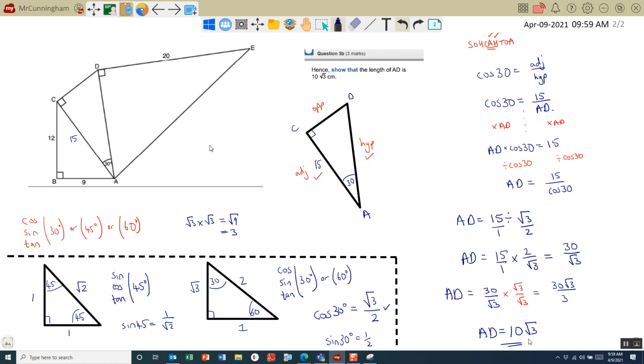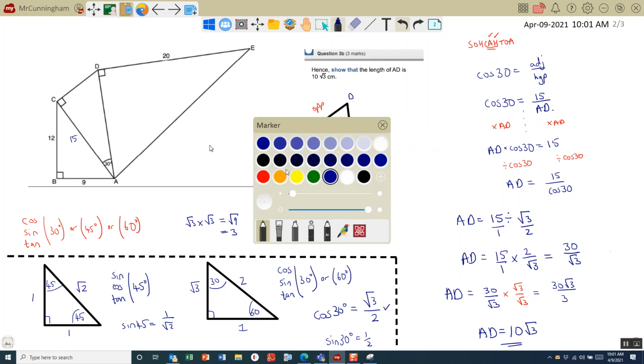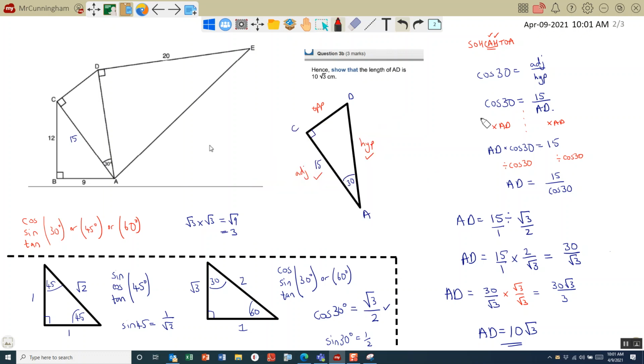So there's a lot going on in that question. And the important thing is to make sure that you know these exact values for cos, sine, tan of 30, 45, and 60. If you have any questions about part B, just let me know. It's worth 3 marks, and there's quite a lot there for 3 marks. You get a mark, just to show you where these marks are coming from, for setting up the correct formula.